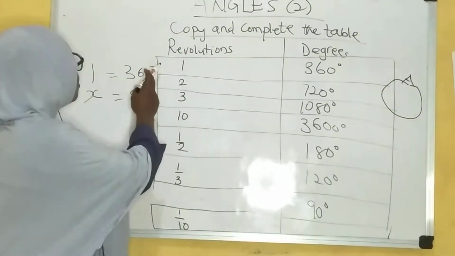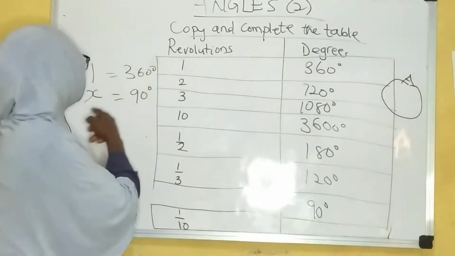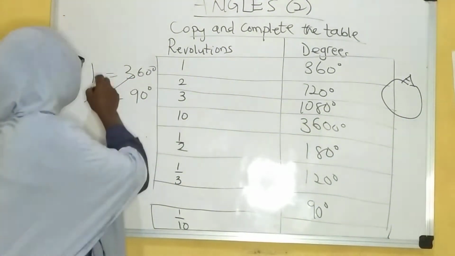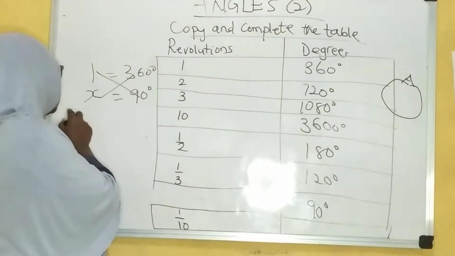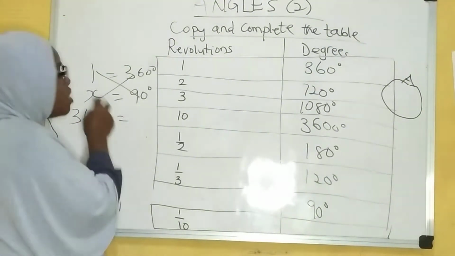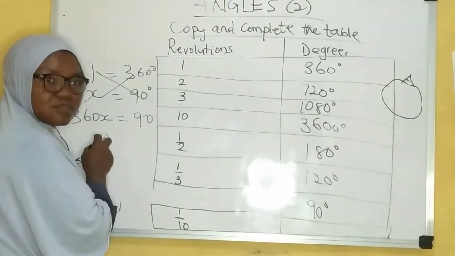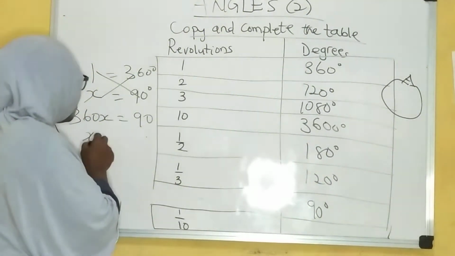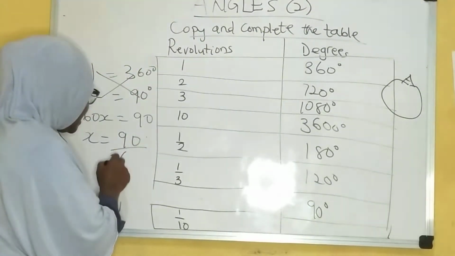Now, since I've been able to express it this way, from here we can cross multiply. This times this, and this times this. So 360 times x will be what? 360x equals 1 times 90, which is what? 90. So my x is going to be what? My x will be what? 90 divided by what? 360.